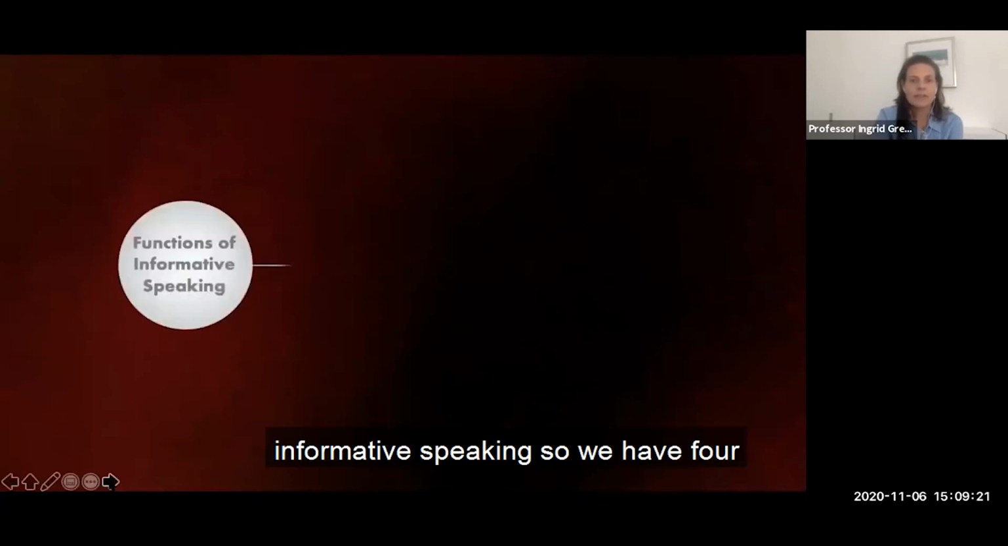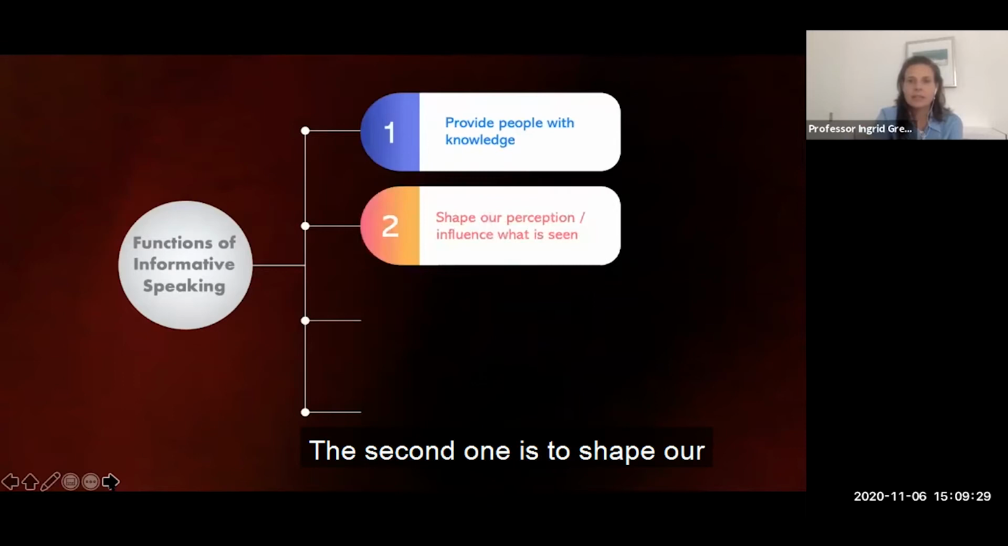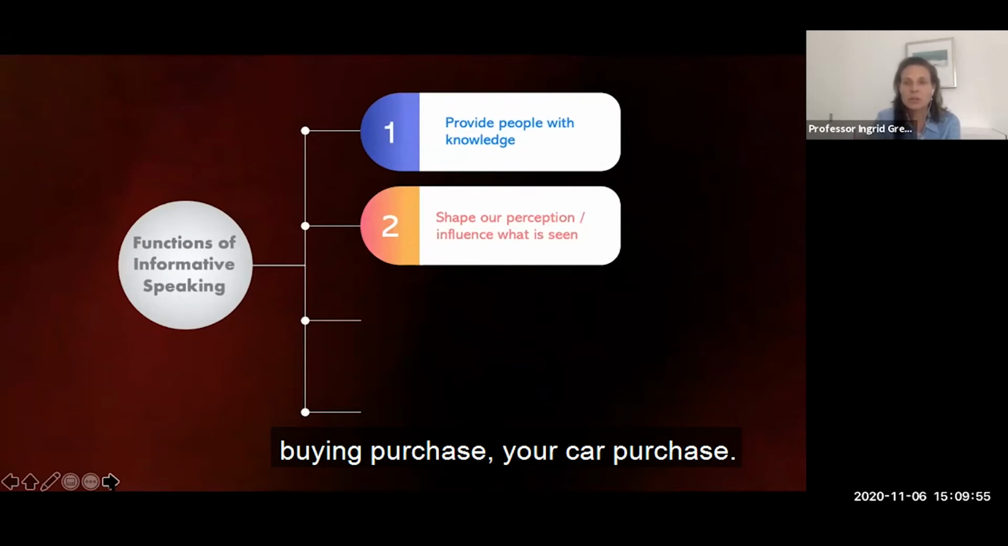Let's move on to the functions of informative speaking. So we have four major functions here. The first one is to provide people with knowledge. The second one is to shape our perception or influence what is seen, right? So very often a car salesman is an informative speaker. He's telling you about all the different models that they have, all the different types of cars, maybe potentially about the competitors. So he's giving you options so that you can make an informed decision about your car purchase.